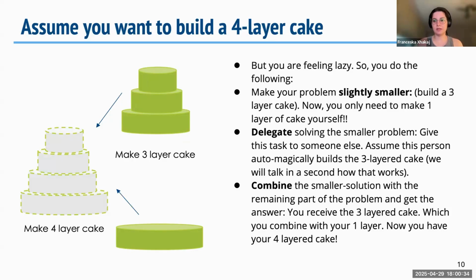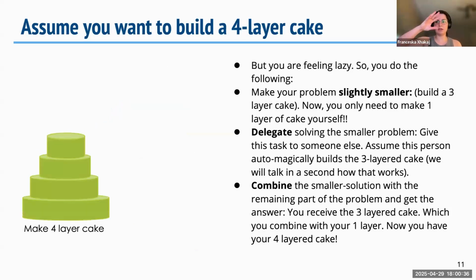So take the bottom layer that I created myself, take the 3 cake, put it together, and now I have a 4-layer cake. Notice how this process is very different from doing the cake yourself, right? When we were doing it ourselves with something like iteration, so do one, bake it, put it down, do another one, bake it, put it down, do another one, right?